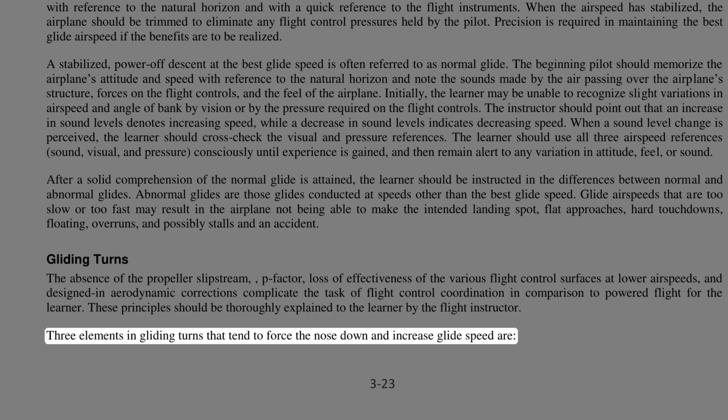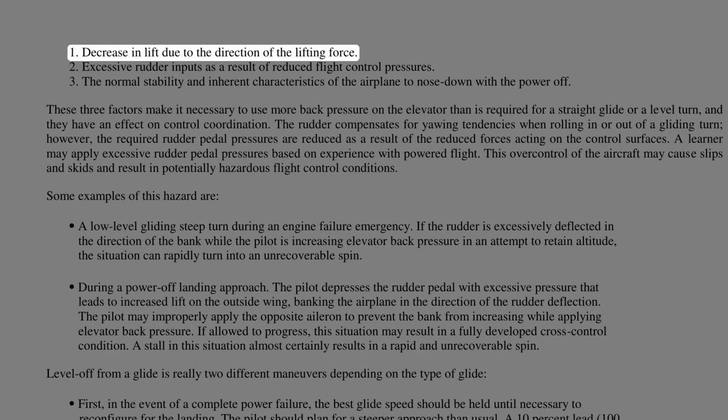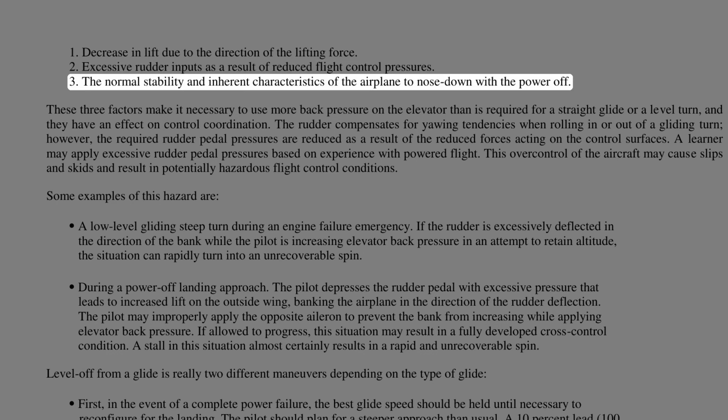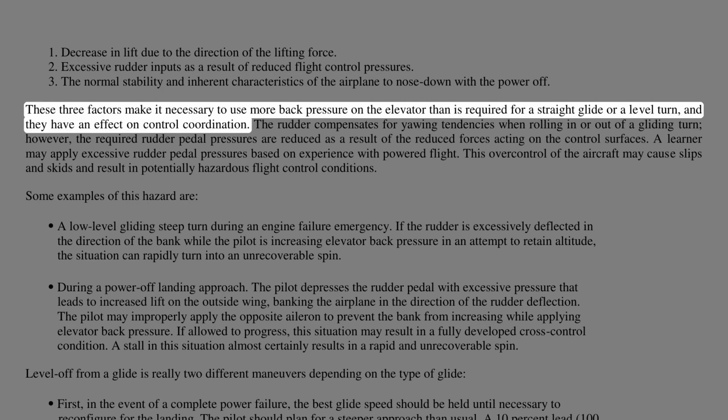Three elements in gliding turns that tend to force the nose down and increase glide speed are: 1. Decrease in lift due to the direction of the lifting force. 2. Excessive rudder inputs as a result of reduced flight control pressures. 3. The normal stability and inherent characteristics of the airplane to nose down with the power off. These three factors make it necessary to use more back pressure on the elevator than is required for a straight glide or a level turn, and they have an effect on control coordination.